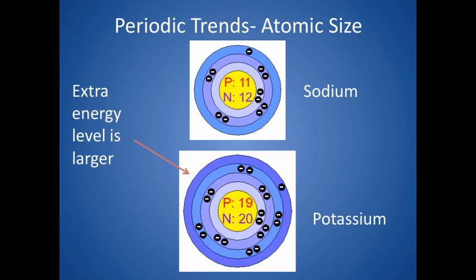renders it bigger. Also, you can see that there's just more stuff in the way here, so the shielding is much greater. The electrons are shielding these outer electrons, so they pull out a little bit further. So again, the trend is that atoms get bigger as you go down a group.